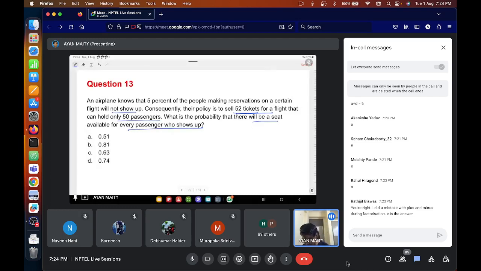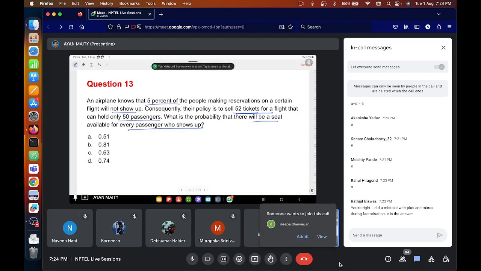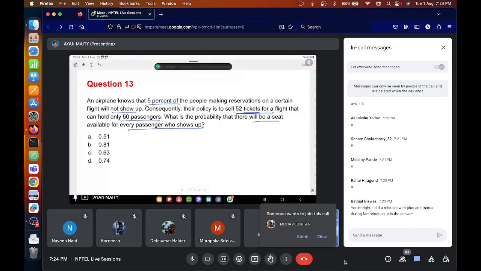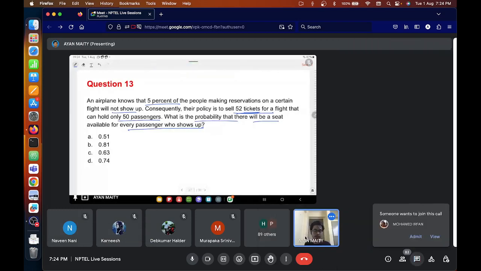It is known that 5% of the people making reservations on a certain flight will not show up. That is why the policy is to sell 52 tickets for a 50-seat flight. So you have to calculate this probability. I will wait for your answer in the chat.